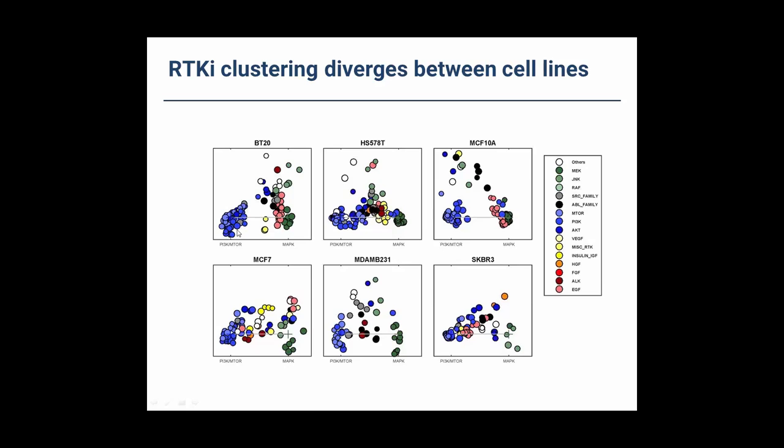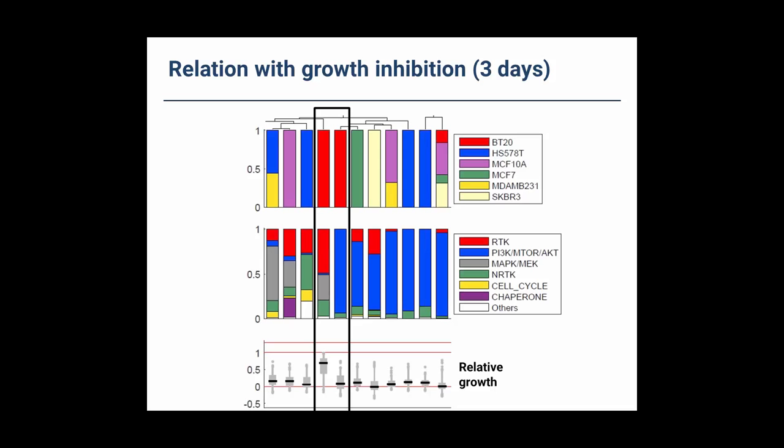And on the last point, we tried to compare those transcriptional responses to the effect on growth after 3 days. We used the same plate and treated the cells, but instead of measuring the transcriptional response, we measured the growth after 3 days using microscopy. In most of the cases, there is an inhibition of growth, but we found this interesting case for BT20, as shown here in the middle, where most of the perturbations hardly inhibit growth in that cell line for the RTK and MAPK inhibitors, while all the PI3K mTOR inhibitors have a strong impact on growth. So we have a strong contrast, and in that case, the RTK and MAPK inhibitors induce a transcriptional response but don't block growth.